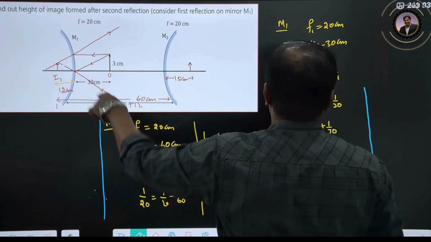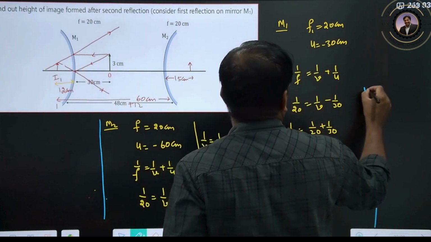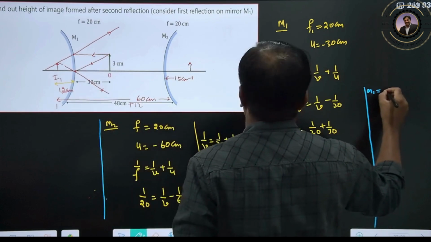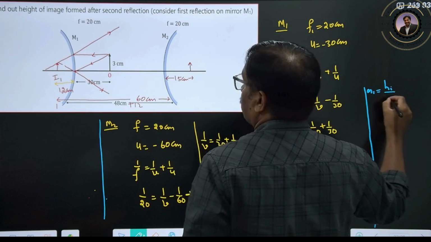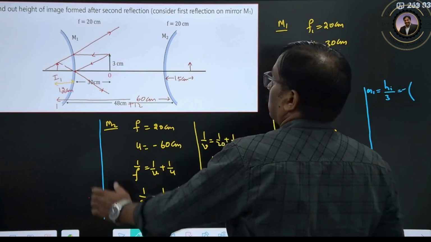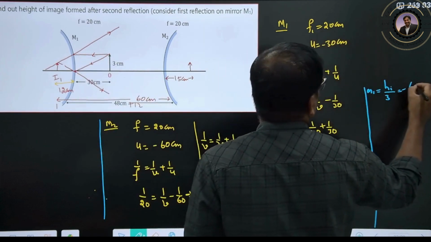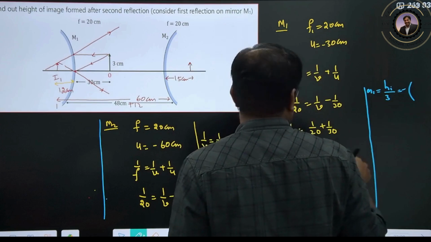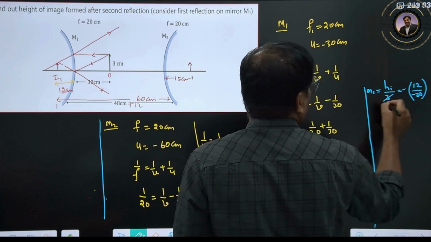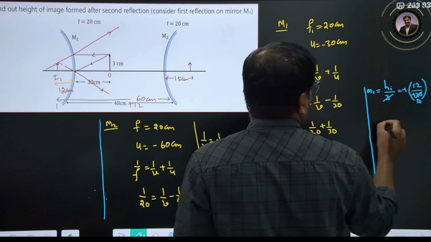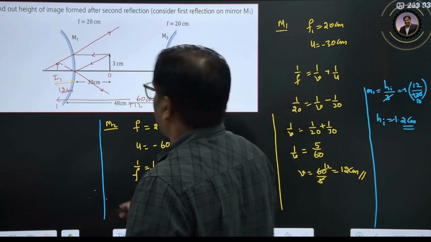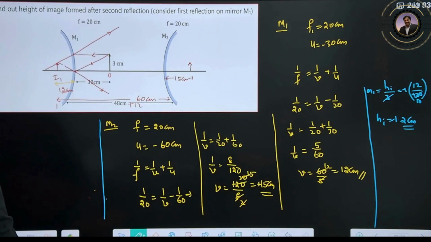First, what height will you get now? First magnification: the height of the object and the height of the image we want to calculate. The height of the object is 3 centimeter. So, h' equals minus v, that is 12 divided by minus 30. Clear? This 10 minus gets cancelled. The height of the image is 1.2 centimeter. Therefore, this height is about 1.2.